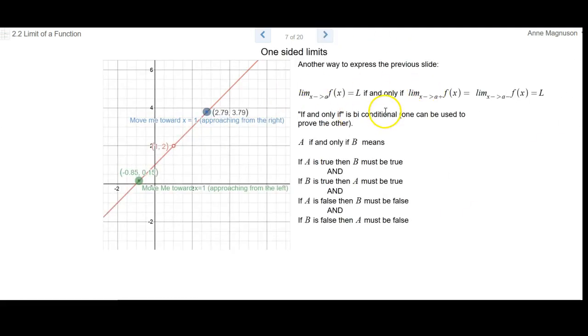Another way to say that, which you'll see in the text, is the limit as x approaches a of f of x equals L if and only if the one-sided limits are equal, and they also equal L. So if and only if means these two statements are equivalent. If I can prove this, this is automatically true, and vice versa.